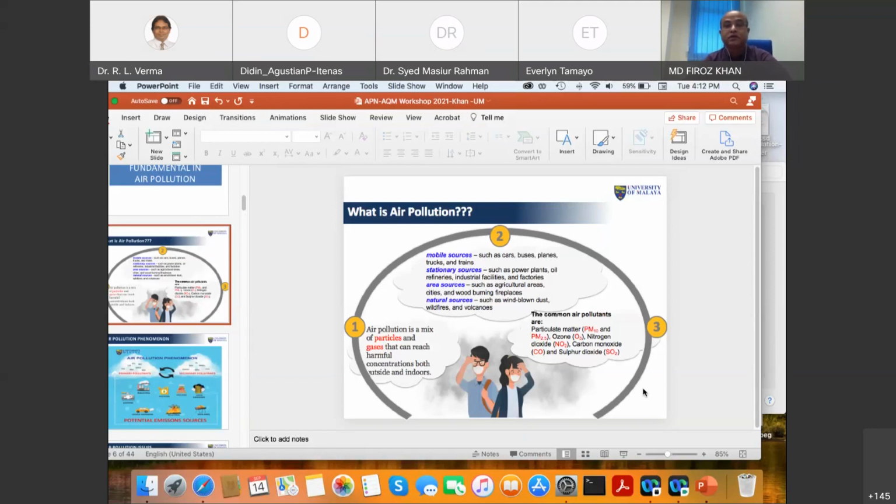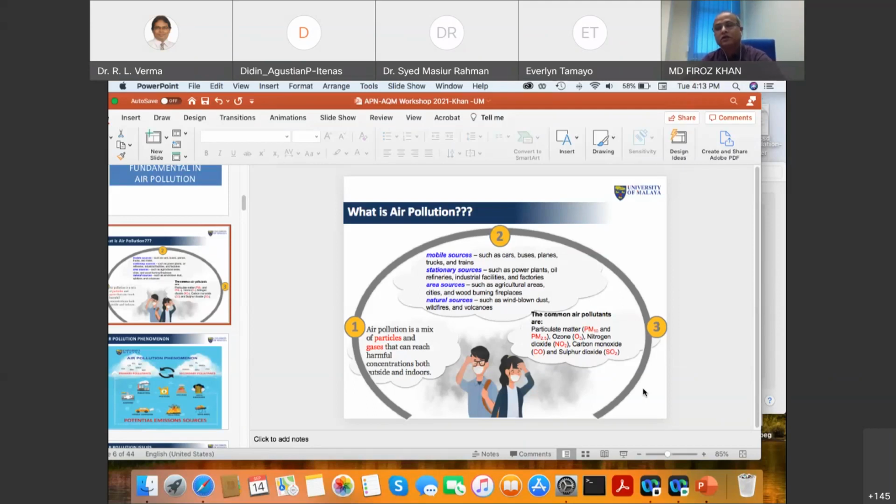And what are the major sources that contribute to changing the air quality, whether indoor or outdoor? You can see I have listed some of them. There are versatile sources, so many. For example, mobile sources, stationary sources, area sources, natural sources, right? If we go one by one, it would be a very long talk. So I do believe everybody knows, and if we want to know more, we can get it from the literature.